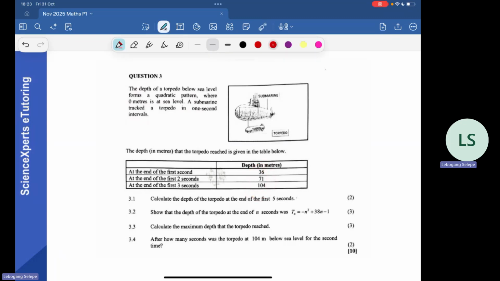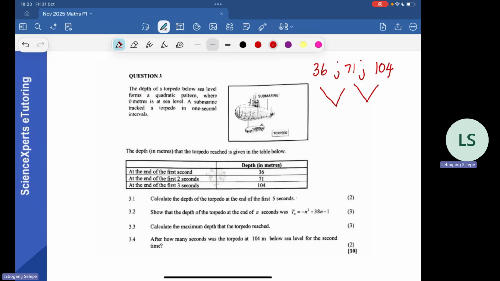So we know that a quadratic pattern is one that has a common second difference, right? So the second difference is common. If this is the first term, 36, the second term is 71, the third term is 104, and I say 104 minus 71 and 71 minus 36, that would give me my first difference, which is not common. It's only the second difference that has to be common.